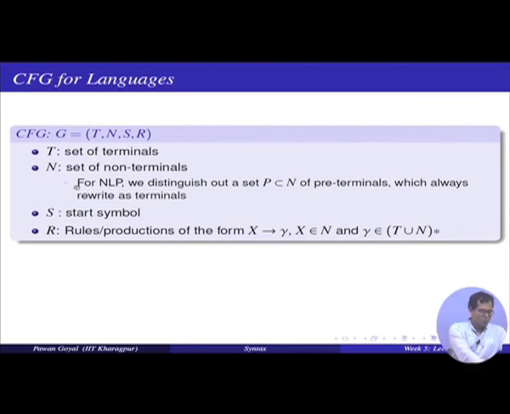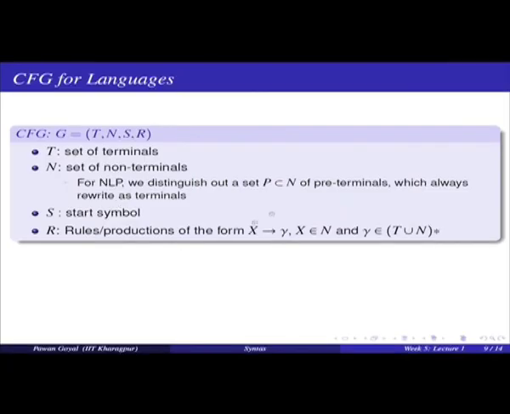Now, what is different in the case of NLP? What distinction will we make? In the set of non-terminals, we will also distinguish a set P of pre-terminals. Pre-terminals are those non-terminals that will always derive terminals, so they will always give me leaf nodes. With an example, it will be clear what they are in the case of language. Then I have a start symbol from which I begin my derivation. If I have to model a sentence, I should be starting with S, that is the sentence.